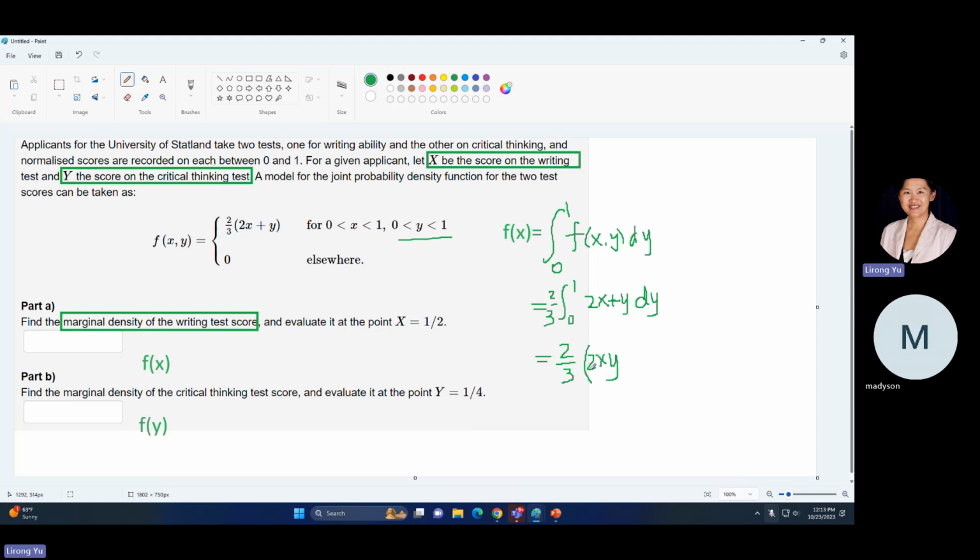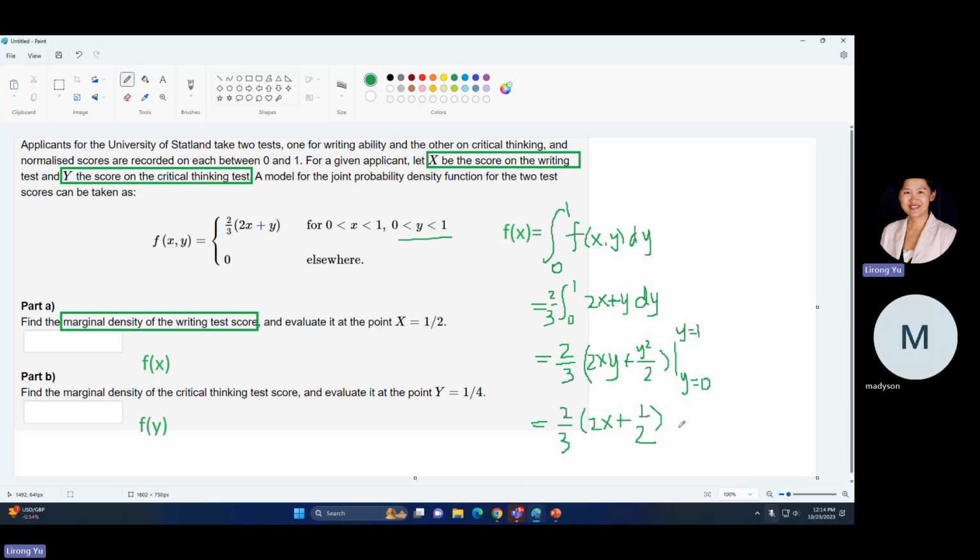And then for y dy, we can follow the power rule. The antiderivative will be y squared over 2. Then we're going to plug in y equal to 1 and 0, right? So make sure we don't replace any of the x values. If you plug in 0, it's definitely 0. So if y equal to 1, that's 2/3 times (2x plus 1/2). So that's finished. That's the marginal density of x.